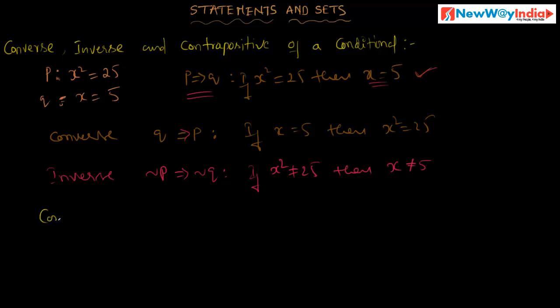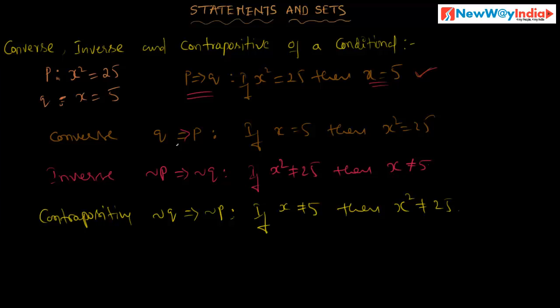Then what is the contrapositive? The converse of the inverse. That is negation Q implies negation P. That means if negation Q, x not equal to 5, then negation P, which is x square not equal to 25. So this is the converse, inverse and contrapositive of the given conditional. In this way we can find the converse, inverse and contrapositive of a given conditional.